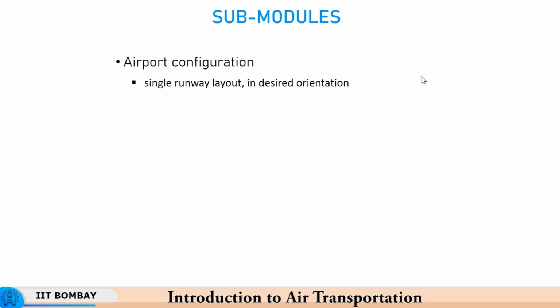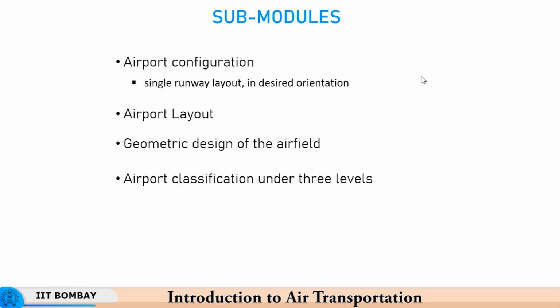To do this, we classified the airport under 3 levels: level A, level B, level C, or level 1, level 2, level 3. Level 1 being the most basic simple airport which will handle only one flight a day of one aircraft, and that too only during daytime, and so on and so forth.